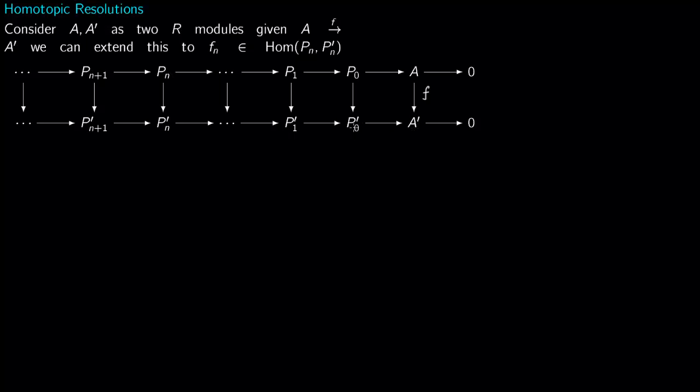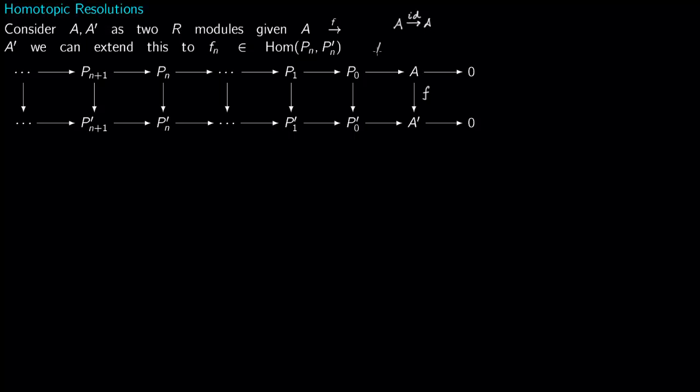Now A has a projective resolution, this P0, P1, Pn, Pn plus 1, and A prime has a projective resolution, P0 prime, then you have P1 prime, Pn prime, Pn plus 1 prime, and so on. So you could also consider this as, say, A module having two different resolutions. So instead of F, you could have an ID map here.